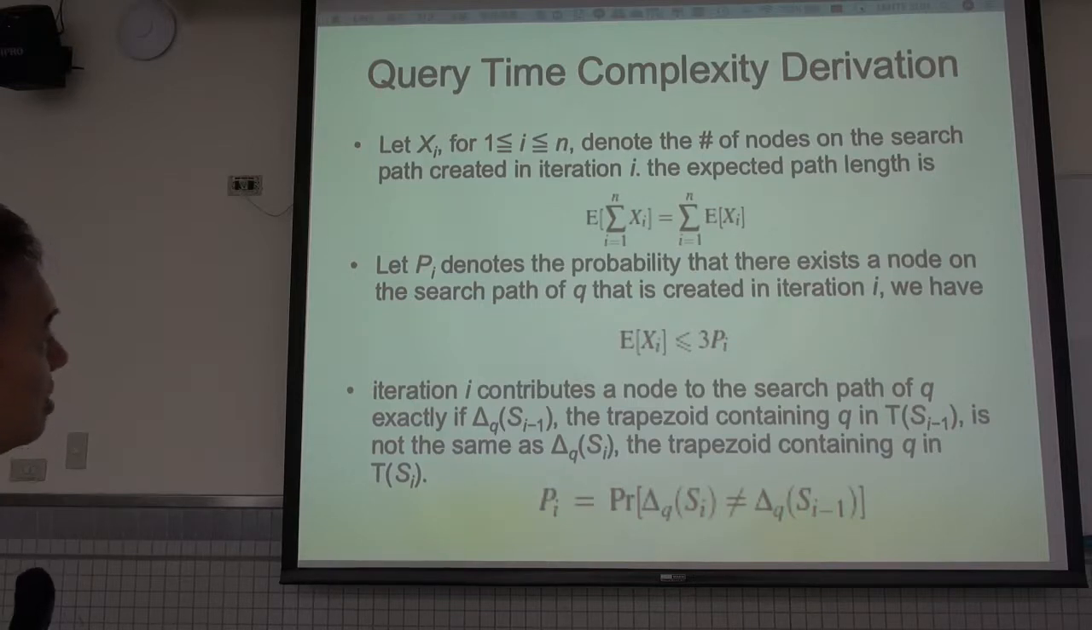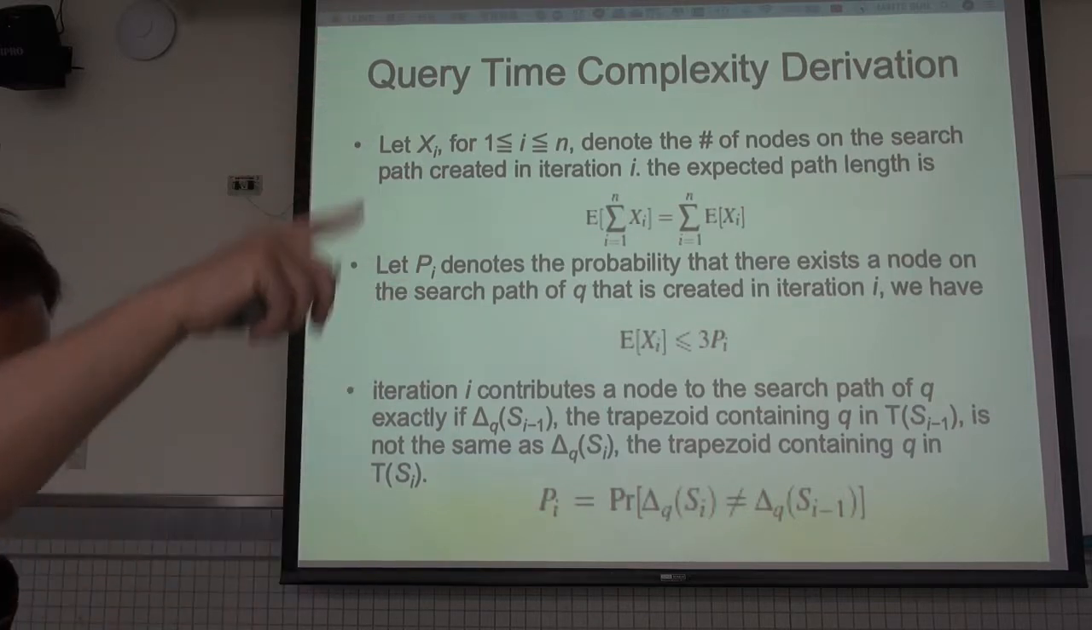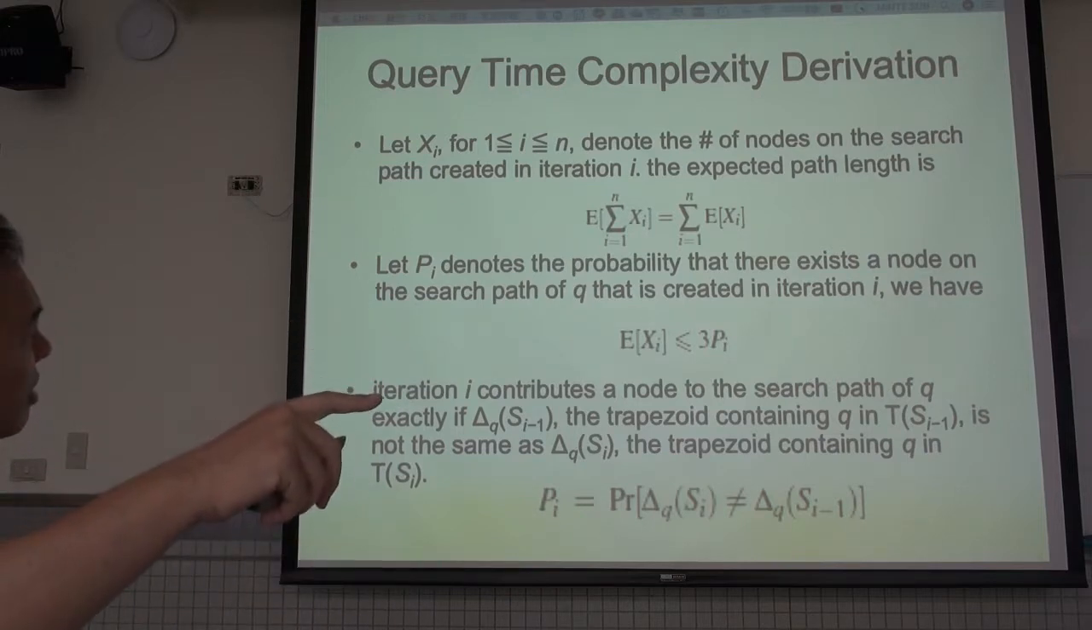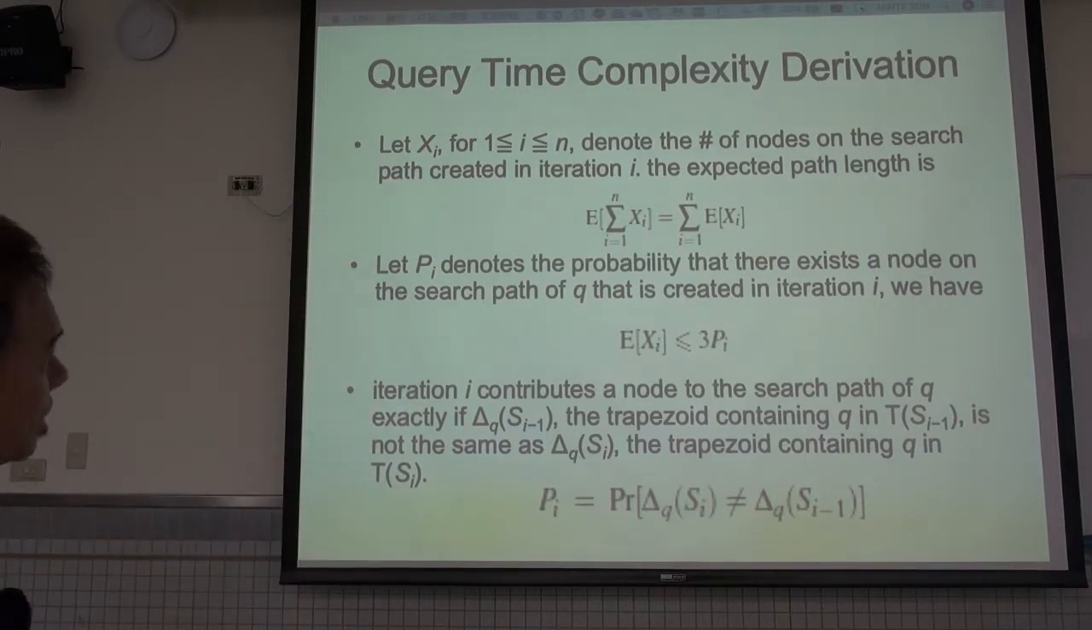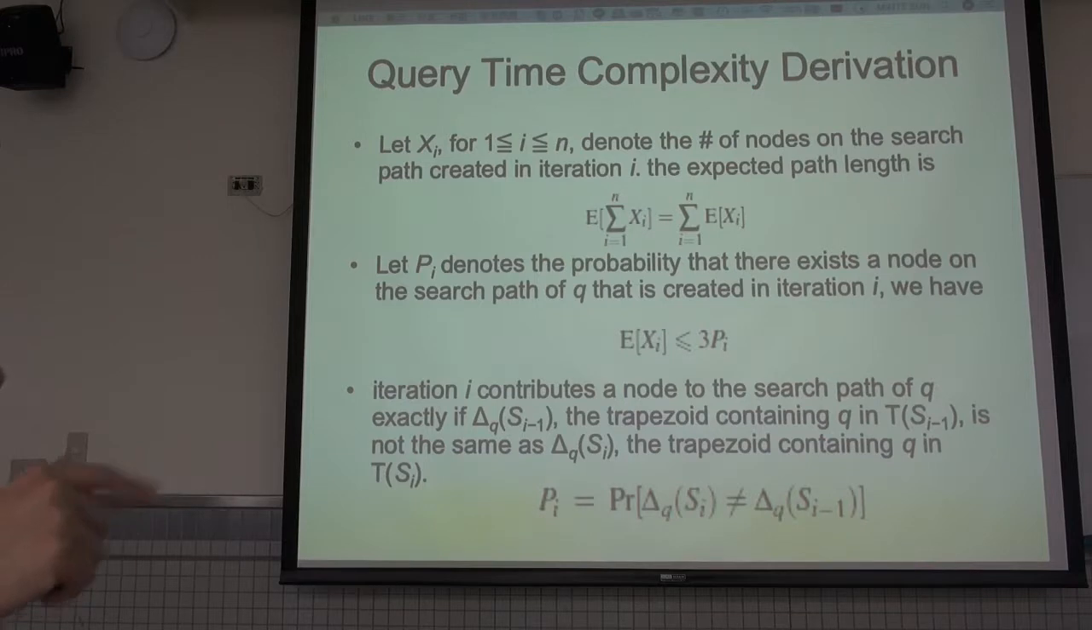Then we need to think, the nodes that this search goes through, this path must be created through these iterations, right? So let's assume xi to be, in the ith iteration, when we add the segment si to this structure, the added node happens to be in the search path.